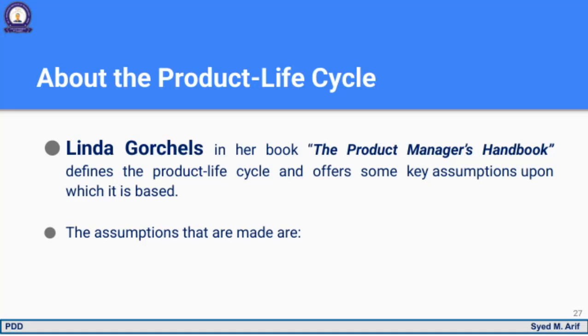Linda Gorchels, in her book, The Product Manager's Handbook, defines the product life cycle as a framework that describes the stages a product goes through from introduction to decline. She also highlights some key assumptions that form the basis for understanding this cycle. First, one important assumption is that the product life cycle is a predictable pattern. Although the timing can vary, the general stages, introduction, growth, maturity, and decline, tend to follow a similar sequence.